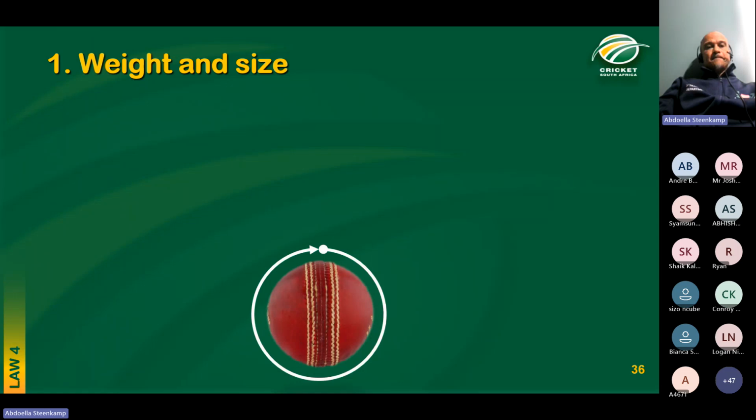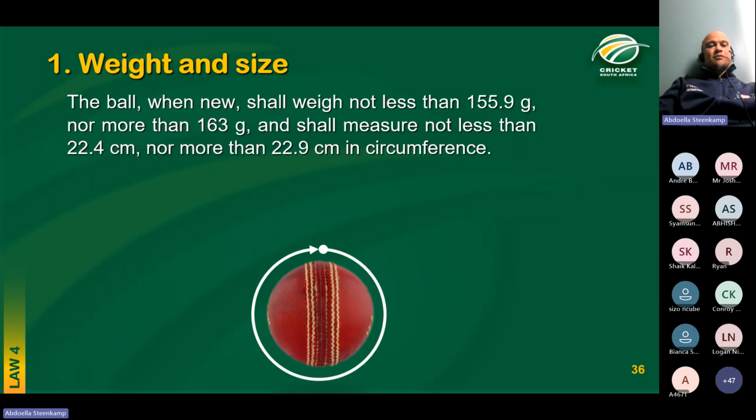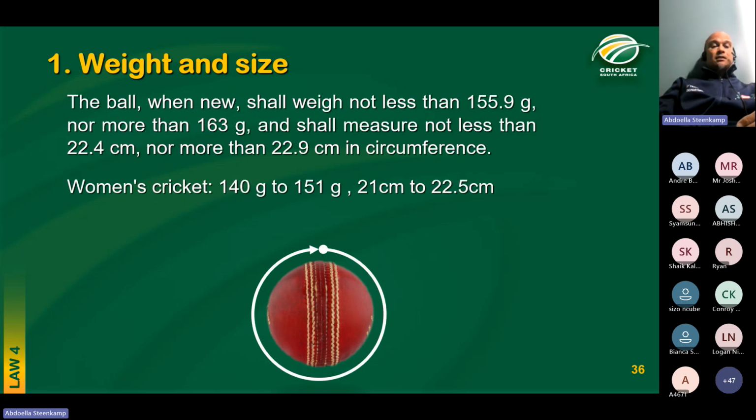The penultimate law that I'm covering is the ball. So in terms of the weight and size, when it comes to men's cricket, when it comes to the weight of the ball, so not less than 155.9 grams and not more than 163 grams. So anything in between, whether it's 156 grams, whether it's 160 grams, whether it's 161 grams, they all are legal balls. If the ball's weight is 165 grams, then that is not a legal ball in terms of the weight. And when it comes to the circumference, not less than 22.4 and not more than 22.9 centimeters. Those are men's cricket. Women's cricket, slightly smaller ball in terms of weight and circumference. So women's cricket, weight is between 140 grams and 151 grams, and the circumference between 21 centimeters and 22.5 centimeters.